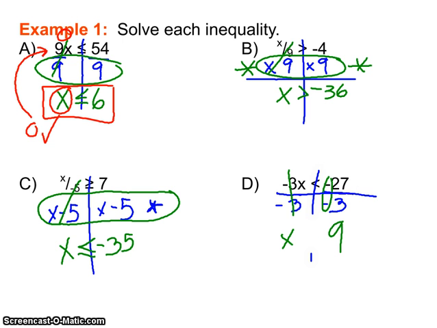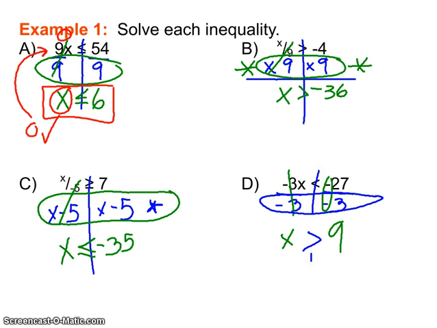And again, looking at your inverse operations, did you multiply or divide? Yes. Was it by a negative number? Yes. Therefore, we need to reverse our inequality. So our answer is x is greater than 9. Think of a number that's greater than 9. I'm going to choose 10.